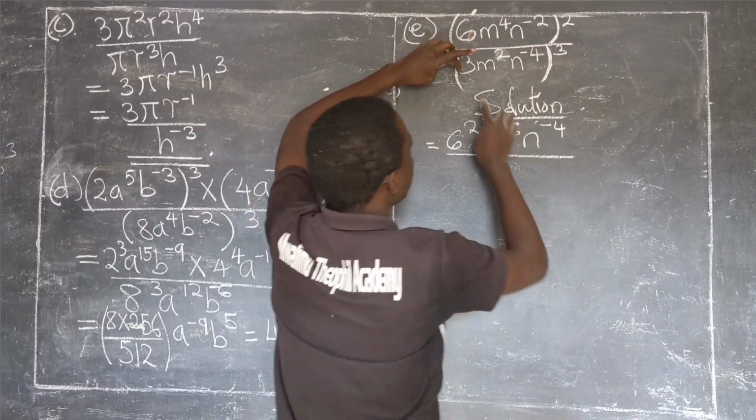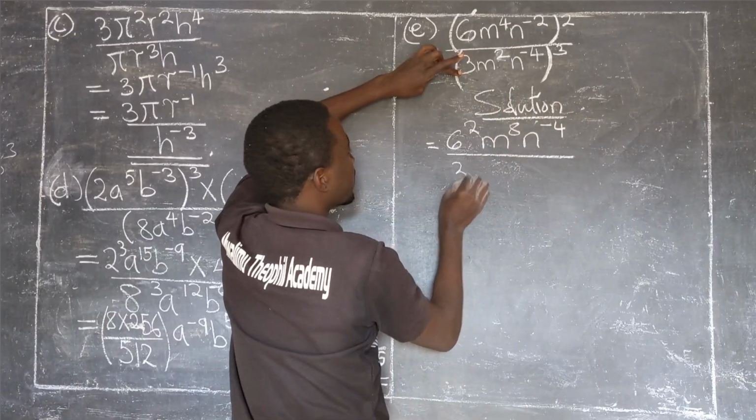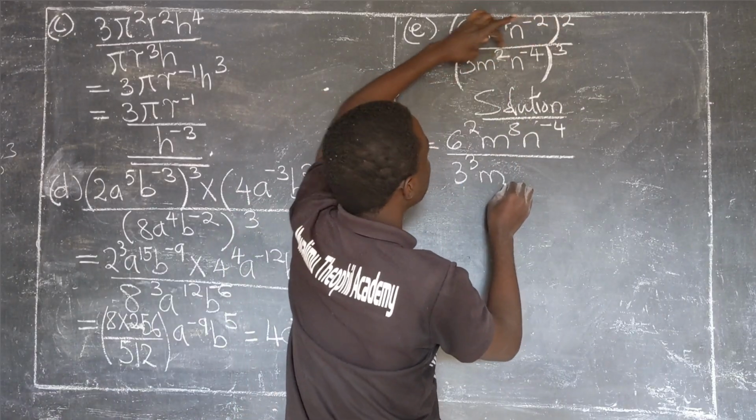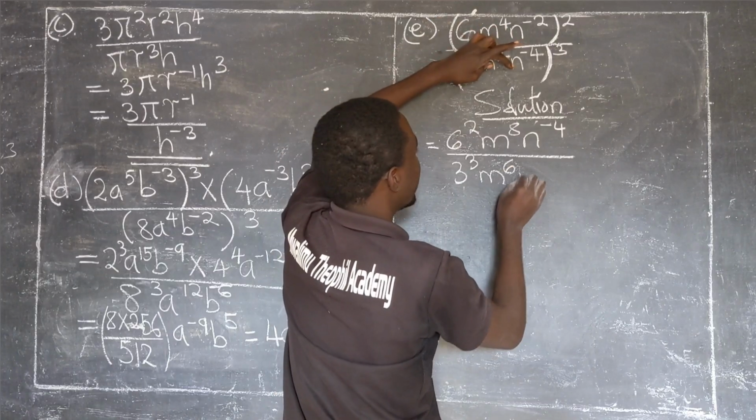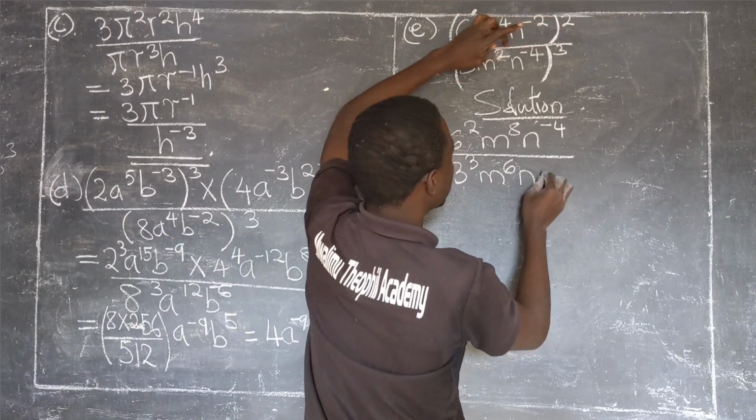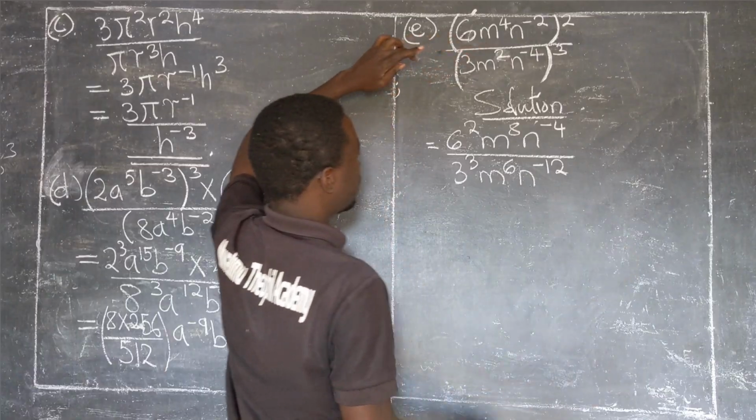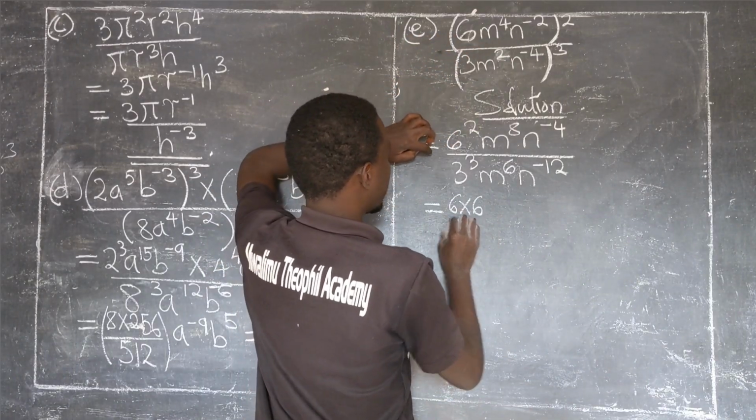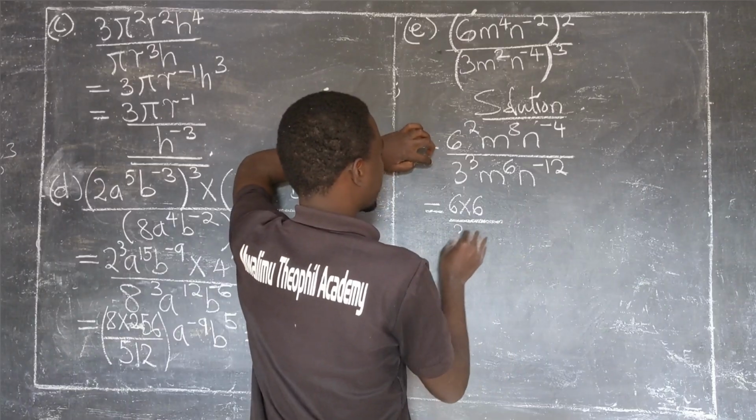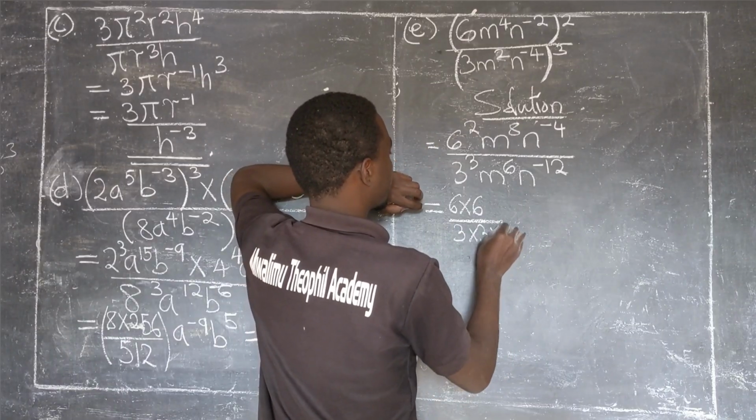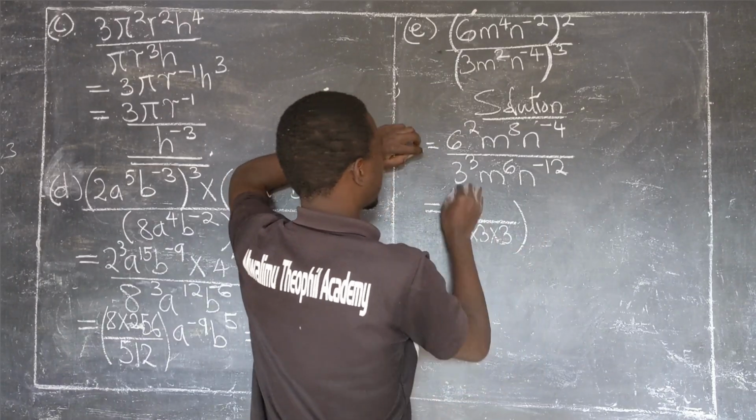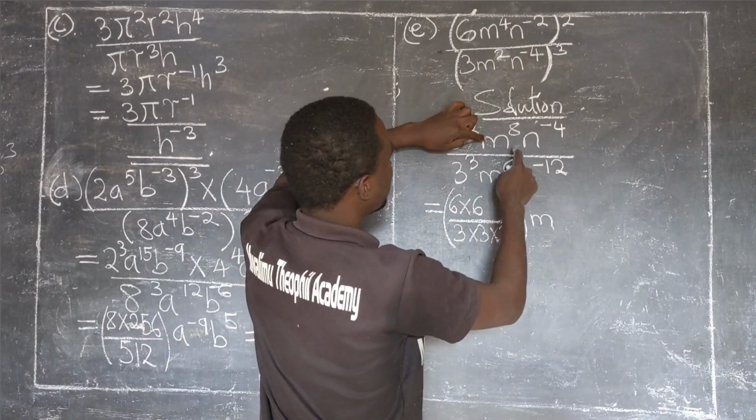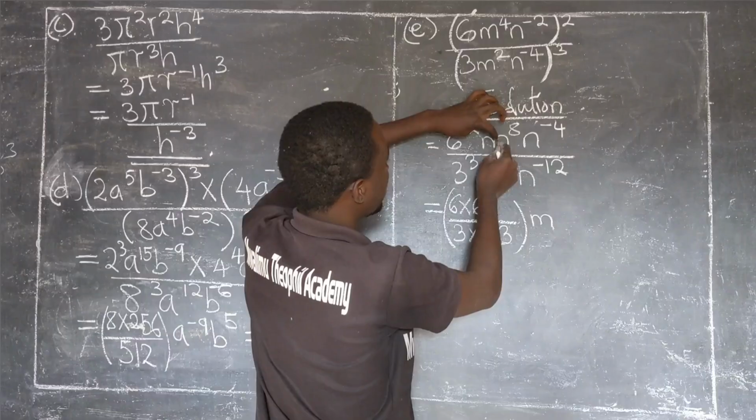We divide by 3 raised to 3 times m raised to 2 times the 3, which is 6, times n raised to negative 4 times the 3, which becomes negative 12. After that, here we have 6 times 6, which is 6 squared, divided by 3 times 3 times 3, multiplied by m. We take a single m, but we have m in our numerator and denominator.